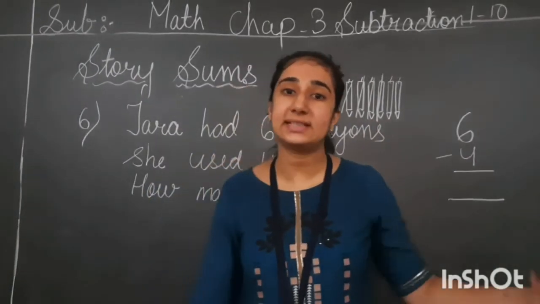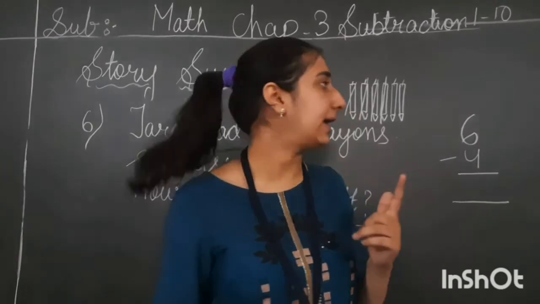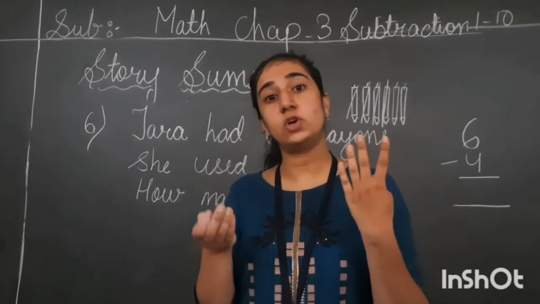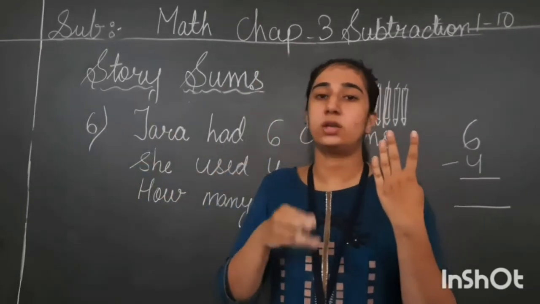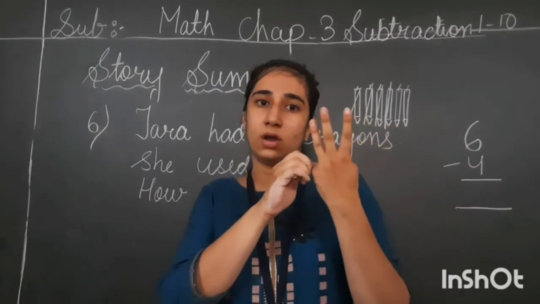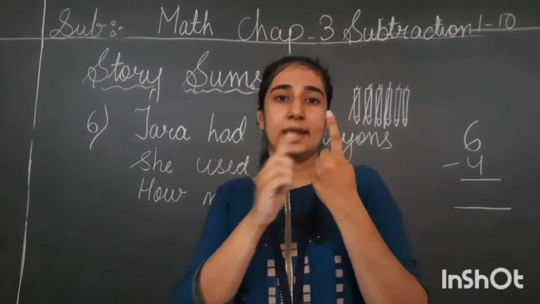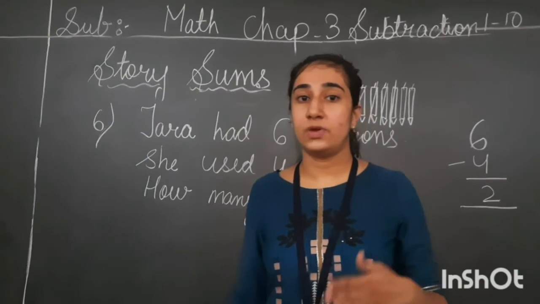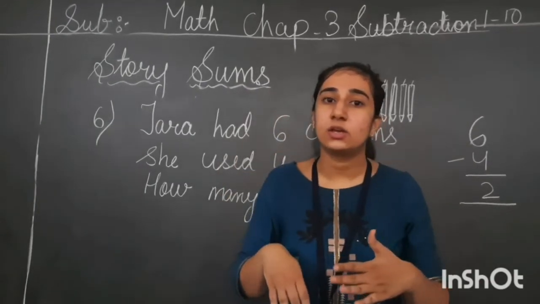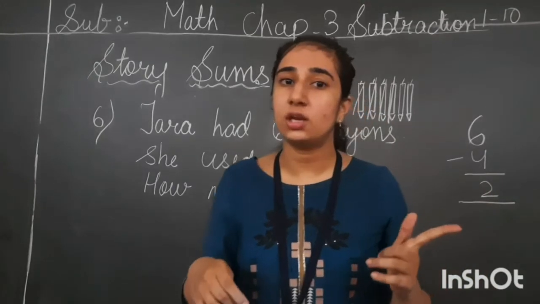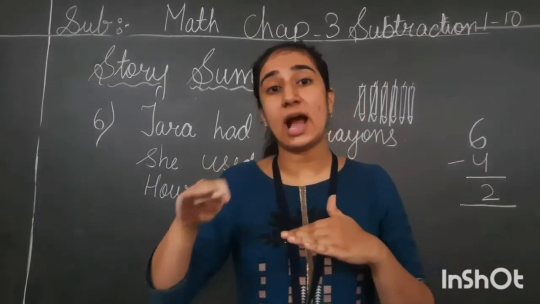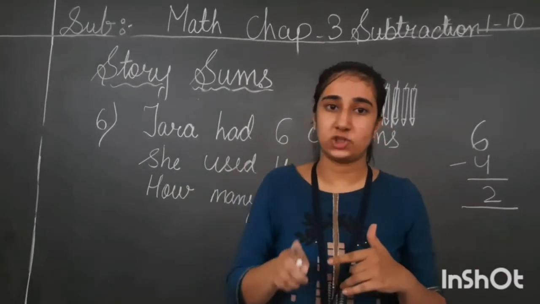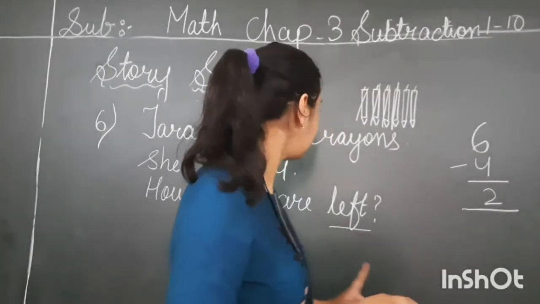6. What you will do with the 6? You will fix 6 in your mind and show 4 in your fingers. Now what you have to do? You have to count before 6. What comes before 6? 5, 4, 3, 2. As I told you, where something extra you are getting, you have to do addition in that question. Where something is going out from you, going away from you, there you have to do minus, subtraction. Here 2 is the answer.